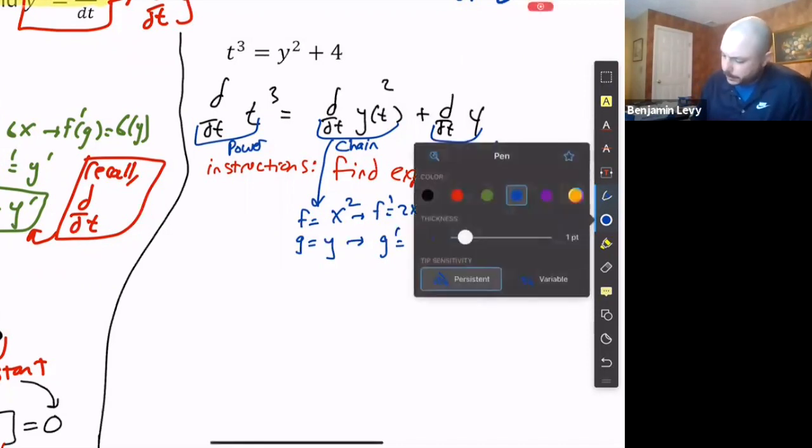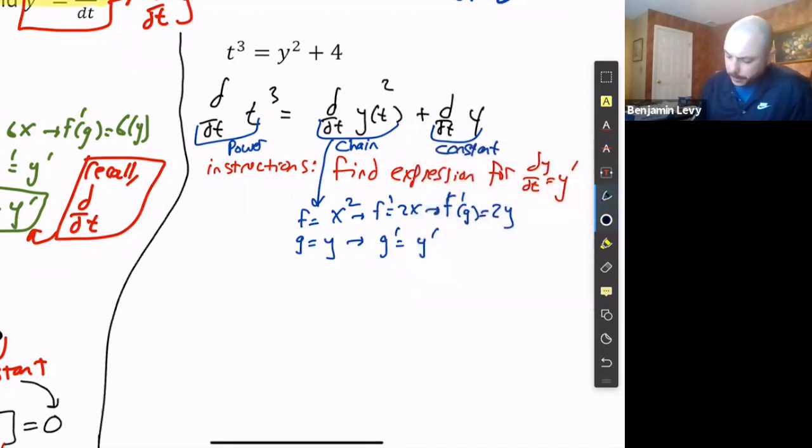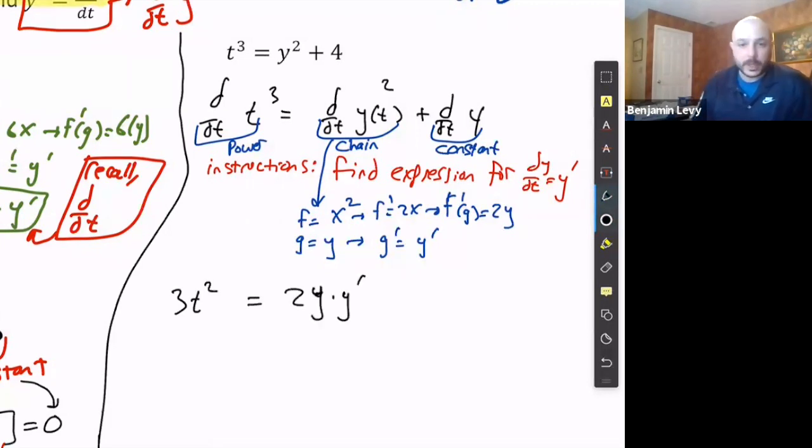All right, so there are the details. Let's finish this thing off. So the power rule in the first one just becomes 3t squared. When we do the chain rule, we'll get 2y prime. That's the thing that we've been seeing a couple times right now. This is my f prime with g plugged in. This is my g prime.